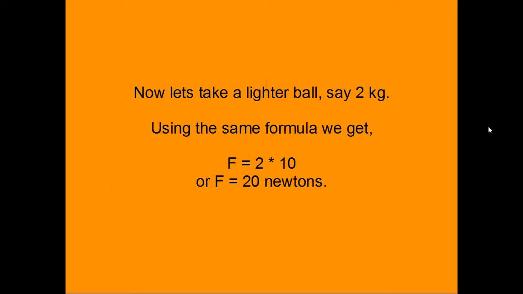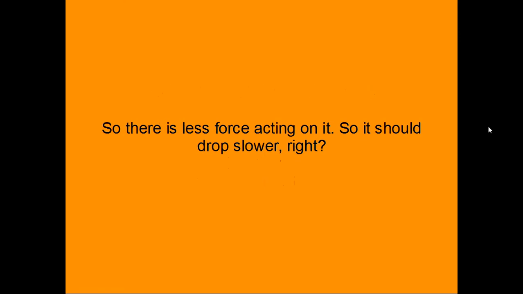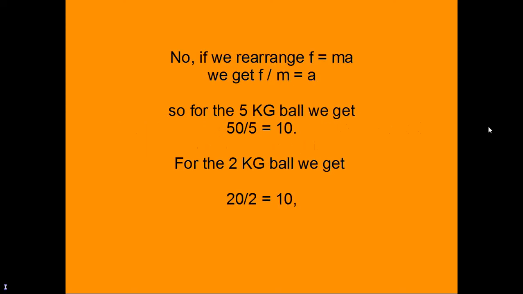Now let's take a lighter ball, say 2 kilograms. Using the same formula, we get F equals 2 times 10, or F equals 20 newtons. So there's less force acting on it as compared to the force of the 5 kilogram ball, so it should drop slower, right? No, if we rearrange F equals ma, we get F divided by m equals a.